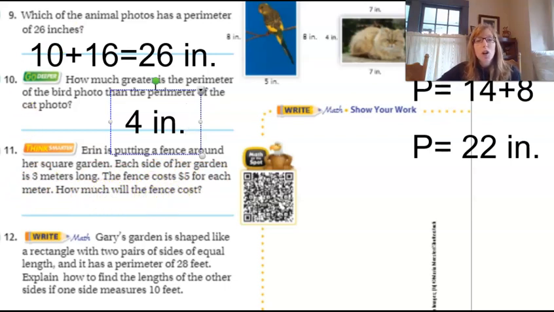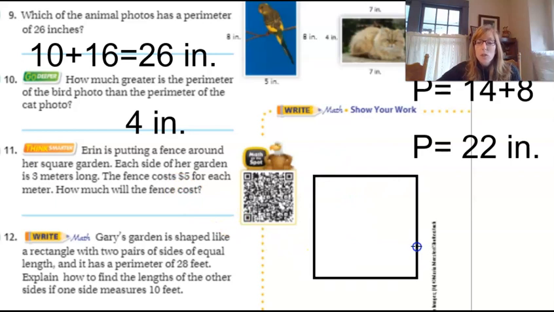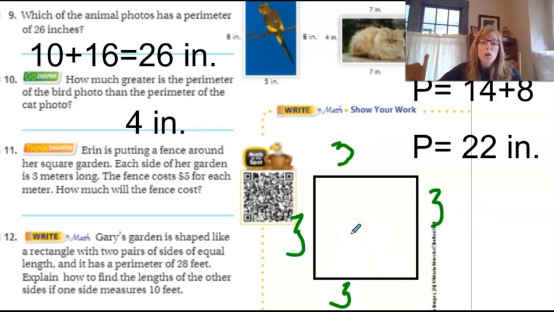Well, first of all, if you draw a picture, we know that each side of her garden measures 3 meters, and they said it's a square. So if I draw a square, and I put on each side 3, I know this side is 3, this side is 3, this side is 3, and this side is 3. So 3 times 4 is 12. Okay, so it's 12 meters around.